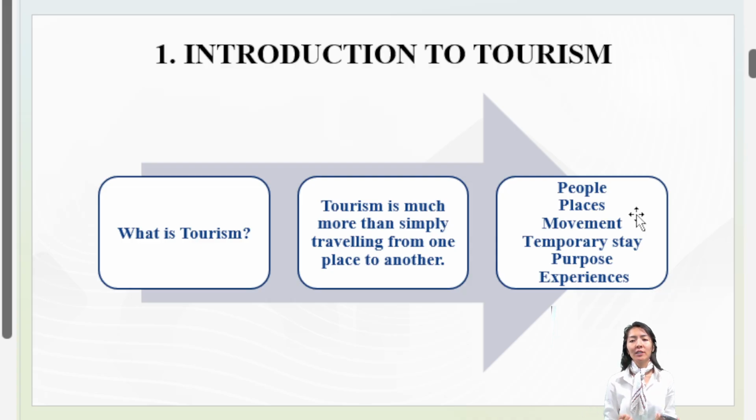Introduction to tourism. Firstly we should understand what tourism is. It's not just traveling from point A to point B. It means people, connection, places, movement, temporary stay, and the purpose of traveling or business. It depends on purpose and experiences. It's not just moving from A to B.